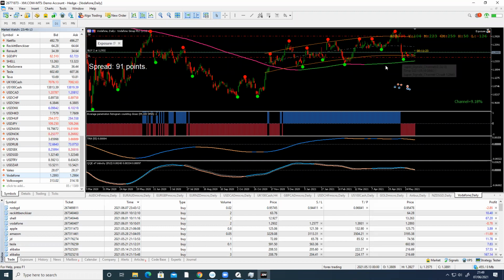So you get the green dot. It's above this average median. You see, this is below, but the fact that I get my green dot, the one thing you must have is that these two must be above the zero. They must be above the zero. When you get your green dot, you buy Vodafone.